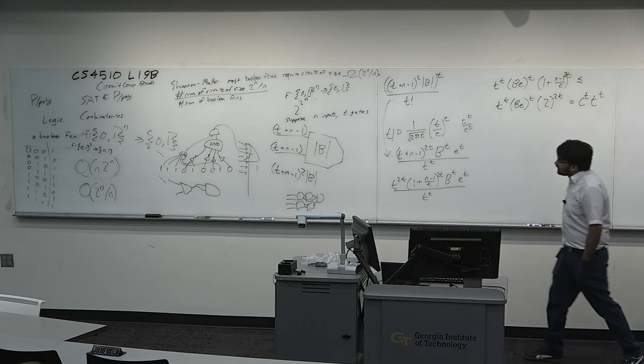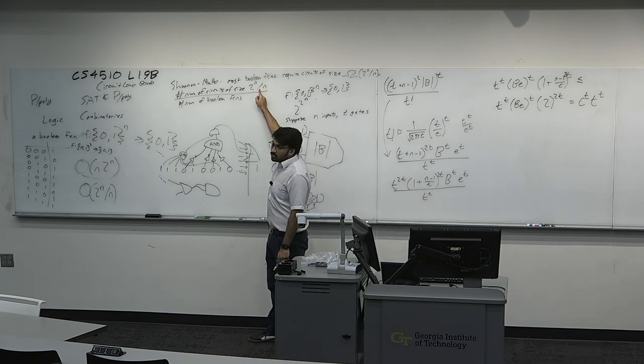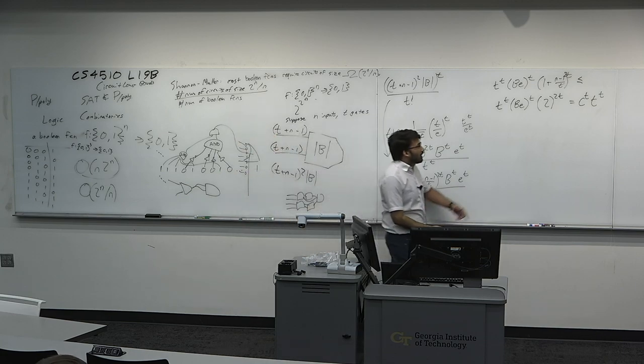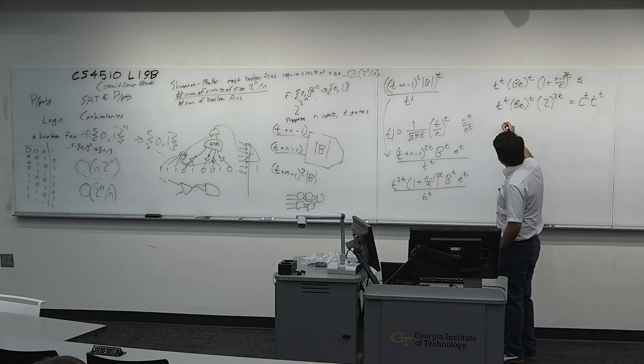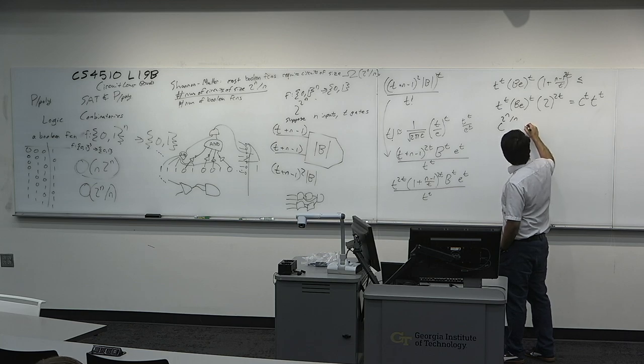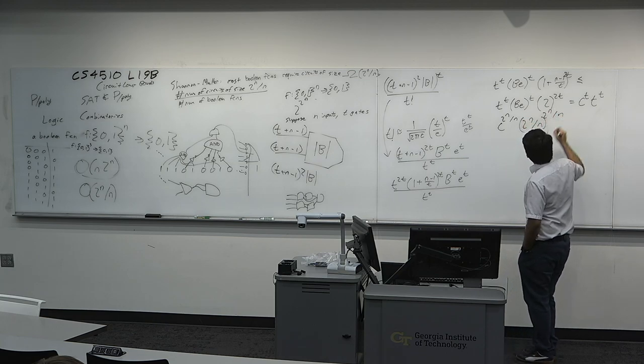Now, we want to, again, compute what? We want to compute the number of circuits of size 2 to the n over n. So what we do is we just choose t to be 2 to the n over n, okay? What is that going to be? That's going to be c to the 2 to the n over n times 2 to the n over n to the 2 to the n over n.